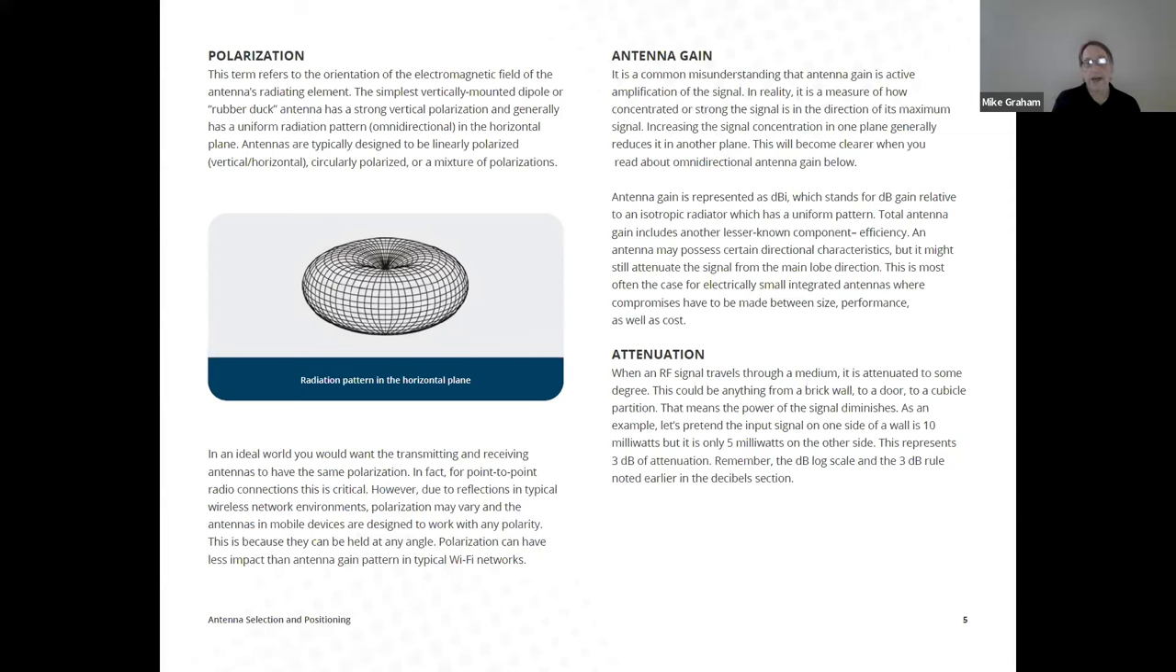Less so inside. Although if you have a choice, you're probably better off with a vertical polarization, due to the structures inside of buildings, as signals are reflected, they tend to become vertically polarized as a general rule. But as I say, they're largely insensitive in an indoor environment to that.